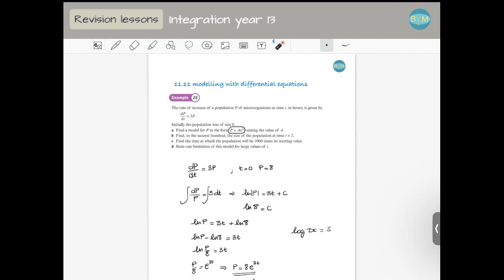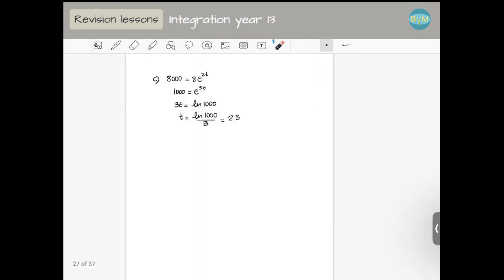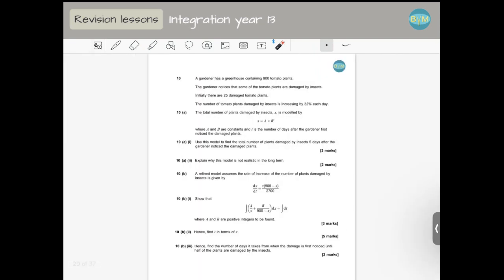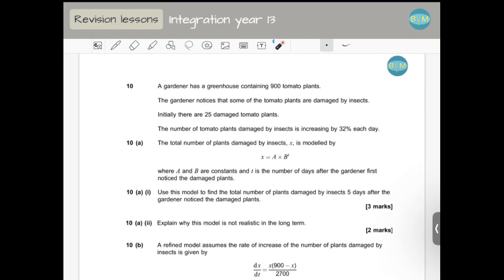Is this clear? Do you understand how we work with the differential equations? These ones are, I think, the more difficult ones, or the ones that you find more difficult, I would say. So I have one modeling question.